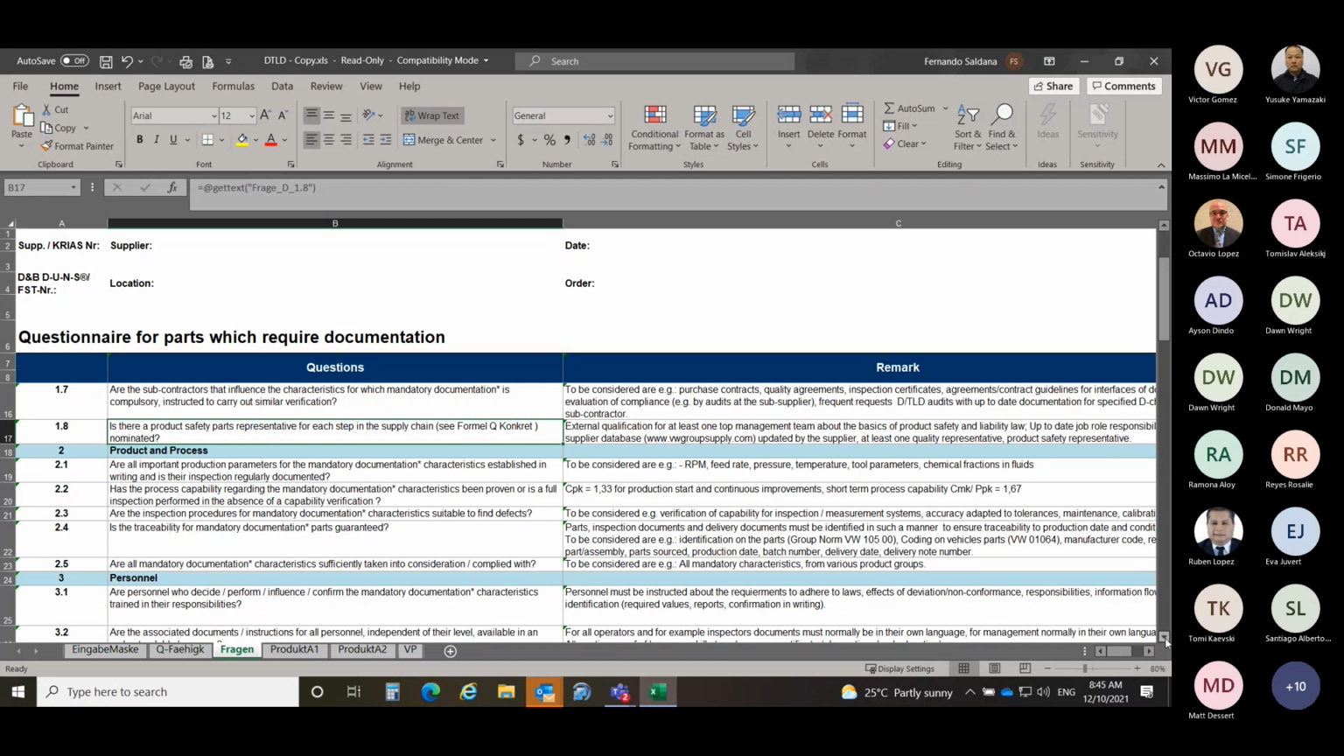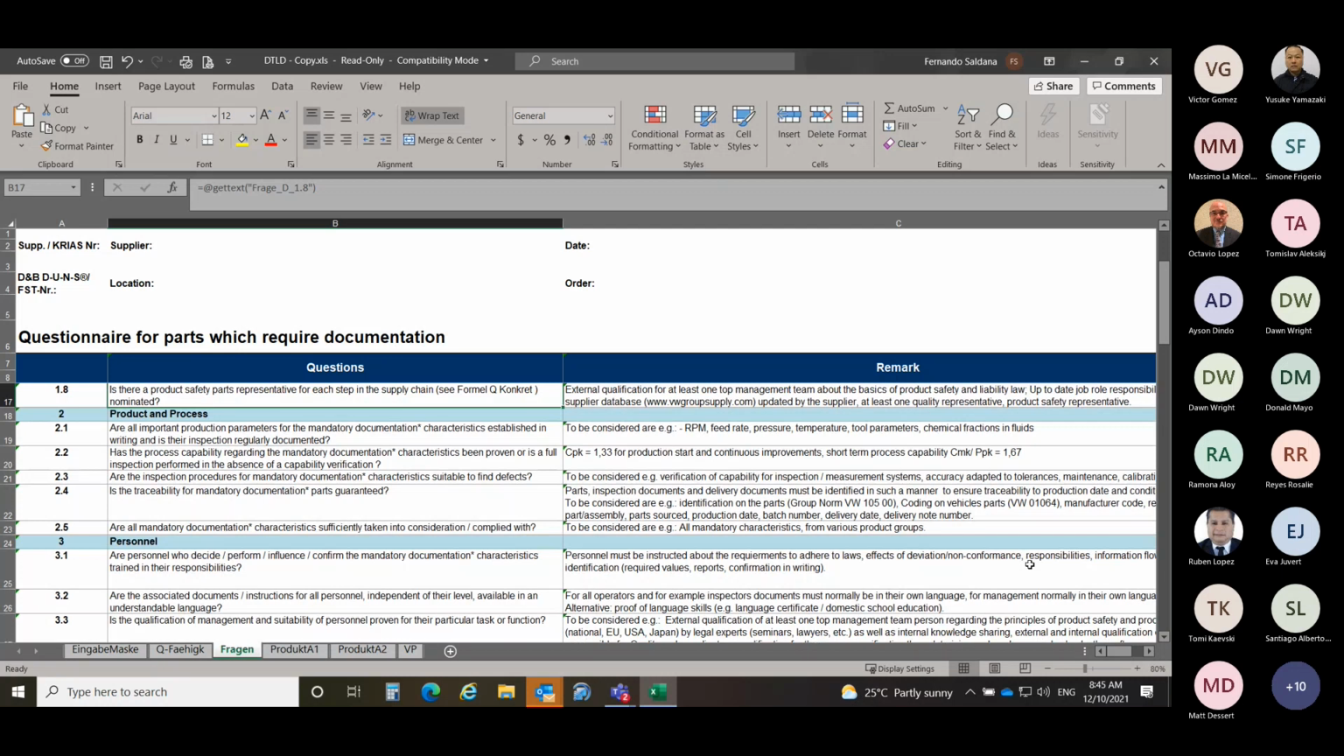Okay, the next section, as you see, has pretty straight questions. It's only yes or no, and that is the answer expected in this assessment. The next section is product and process. The first question asks if all important production parameters for the mandatory documentation characteristics are established in writing, and if their inspection is documented. The second question is if we have process capability for those, and if not, full inspection.